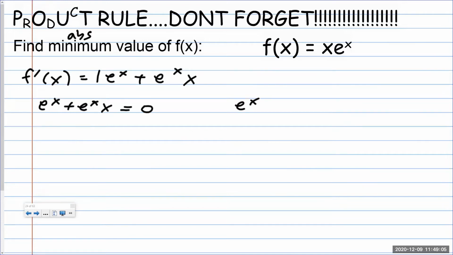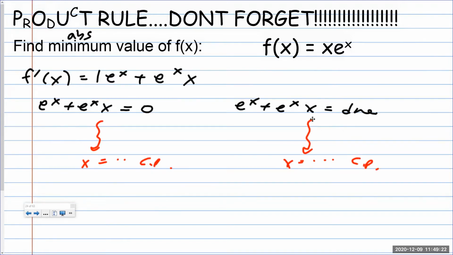We set it equal to 0, and also check where it's undefined, DNE, right? We're trying to find the critical points. Critical points happen when f prime is equal to 0 or DNE. I'm going to solve for x here, and that's going to give the critical points. Everybody good with that? I'm going to put all my numbers into an f prime number line. This is what we've done over and over again.